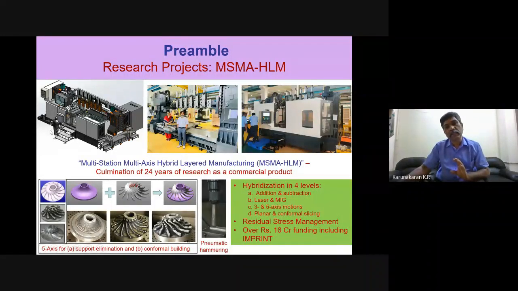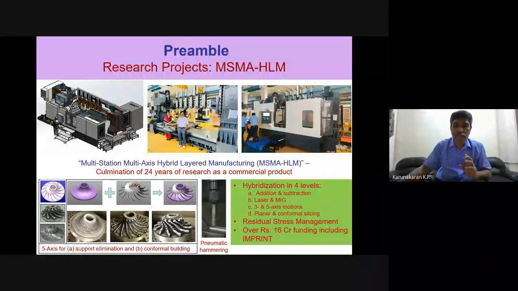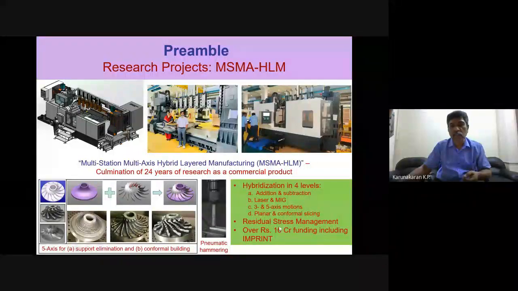So in our MSMA system, we have 4 levels of hybridization taking place: material addition and subtraction, and different energy sources like laser and MIG. We have 3-axis and 5-axis motion to realize objects like this. We have planar slicing for some components, and we can also go for conformal slicing.